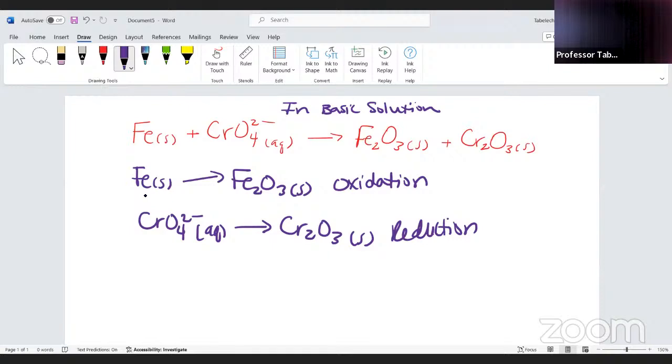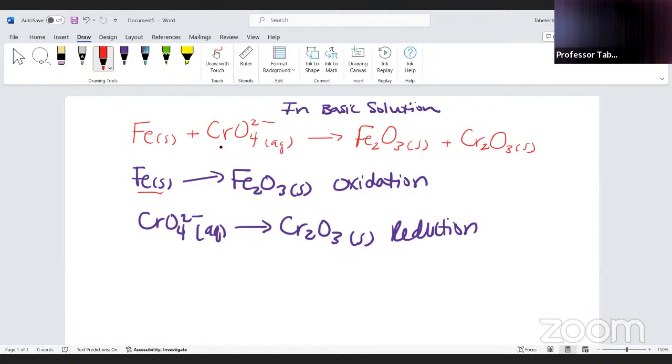So what are you going to do? All right, when it comes to balancing out basic solutions, you've got to add water to the side that is lacking the number of oxygen atoms, okay? So in other words, if I take a look at this first reaction up here with iron, notice that the one on the left-hand side over here doesn't have oxygen with it, meaning you have Fe that produces Fe2O3.